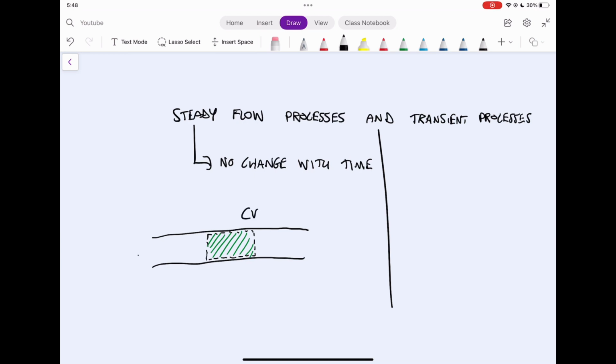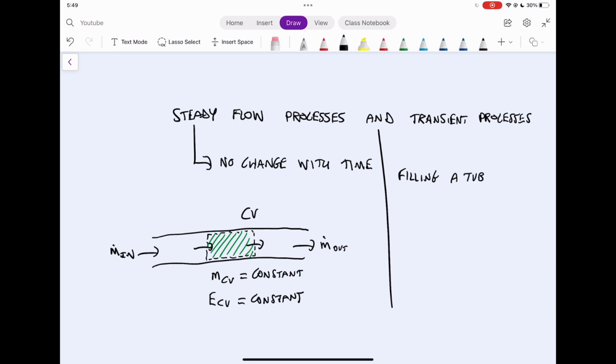When we have a flow through a pipe, we can have a control volume analysis with our surroundings and our control volume, which is in green, and we have a mass flow rate in and mass flow rate out. Whenever we have that, we can see that anytime we look at the system, whether it be at the start or at the end or in the middle, our mass of the control volume is going to be constant. We're constantly going to have the same amount of mass in the system. And our energy of our control volume is also going to be constant.